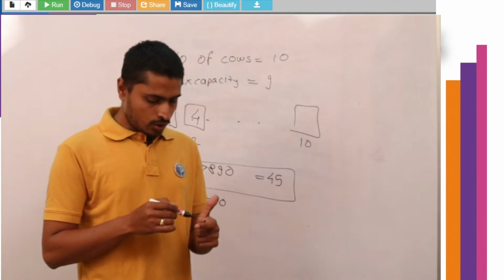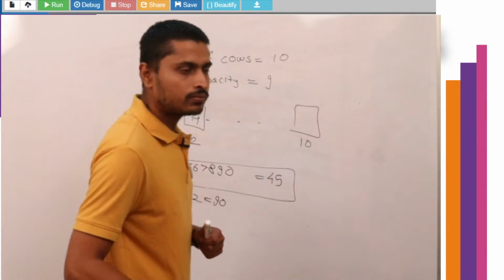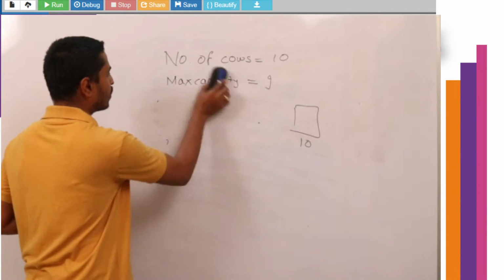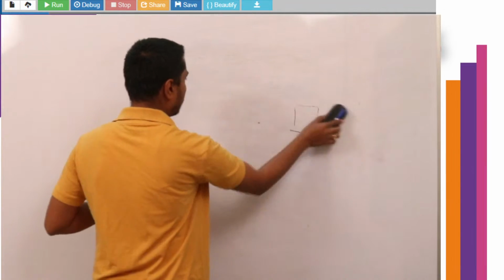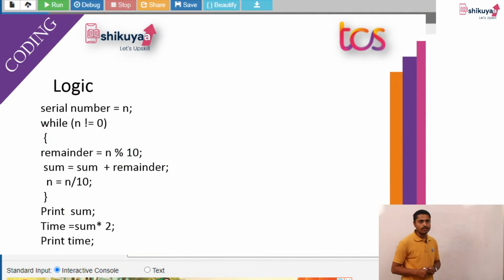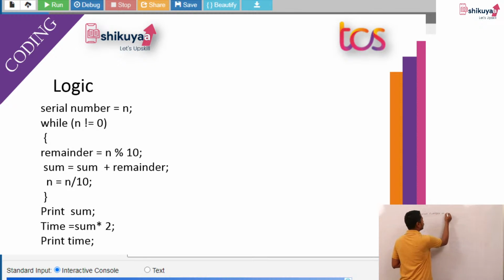Okay, so we'll go for the logic first. Yeah, we'll go to the next slide. What is the logic to identify the sum of digits? Please go to the next. Okay, so whatever number you are getting as a serial number will be given to n.